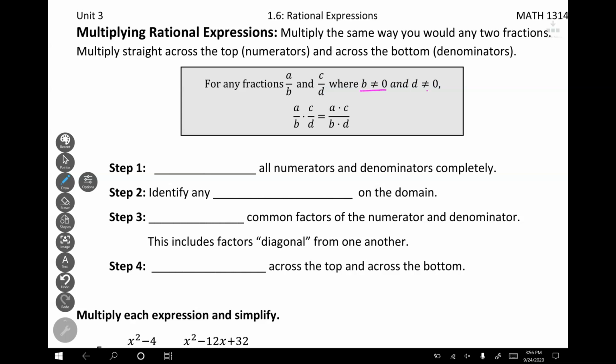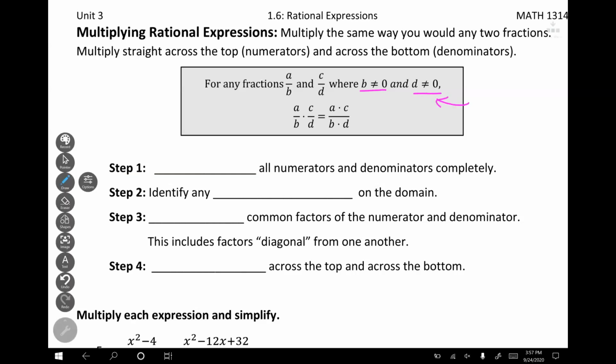So notice that specification. Why can b not equal 0 and d not equal 0? Why are they specifying that? The reason is because those are in the denominator, and whatever's in the denominator, it's like you're dividing by that number. And we know you can't divide by 0. Try it. Take your calculator. Do any number divided by 0. It will not work. It will give you an error message.